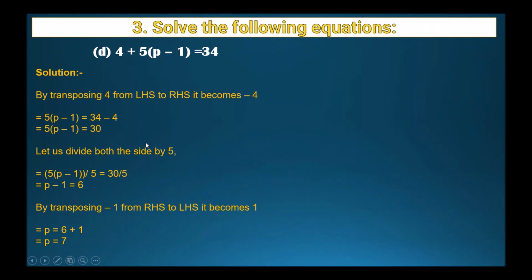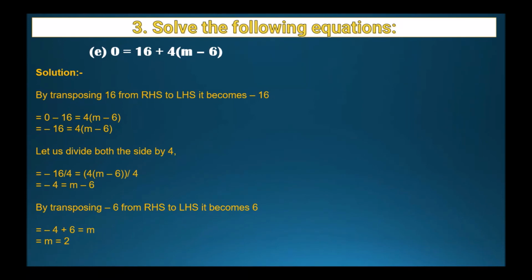Now we will divide 5 on both sides. So this 5 will cut. So it is p minus 1. And 30 divided by 5 will become 6. Now we will bring this minus 1 to RHS. So it will become plus 1. So p equals 6 plus 1. So p equals 7.